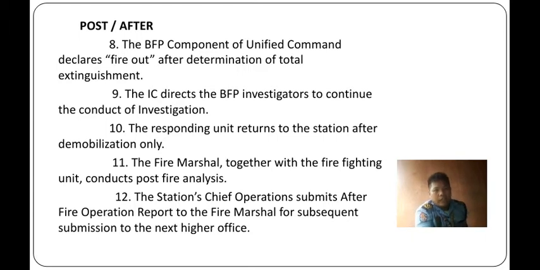Post-after. 8, the BFP component of Unified Command declares fire out after the termination of total extinguishment. 9, the IC directs the BFP investigator to continue the conduct of investigation. 10, the responding unit returns to the station after demobilization only. 11, the fire marshal, together with the firefighting unit, conducts post-fire analysis. 12, the station chief of operations submits the after fire operation report to the fire marshal for subsequent submission to the next higher office.